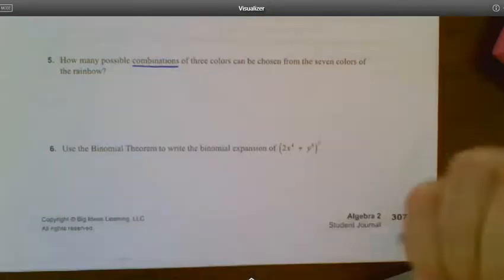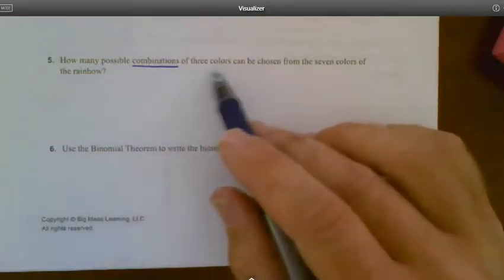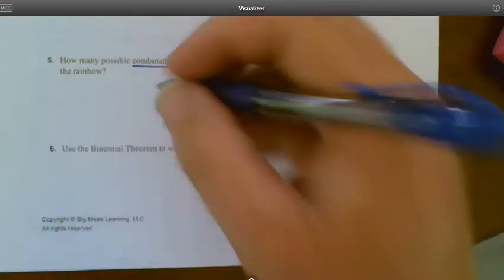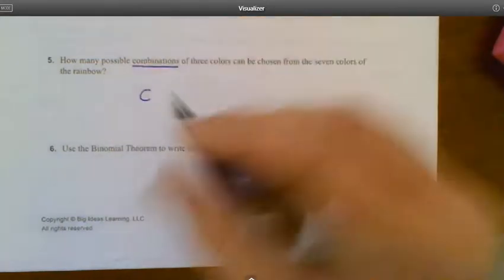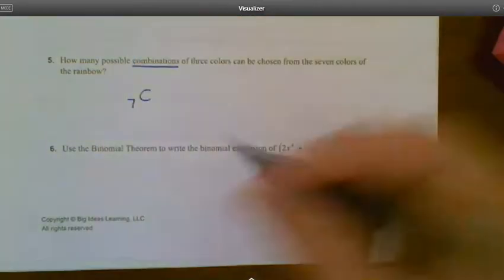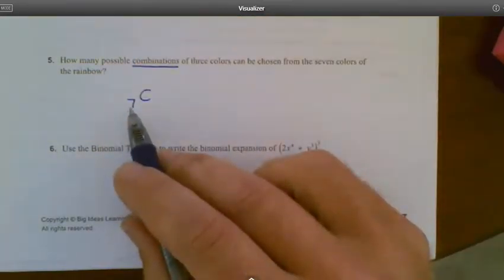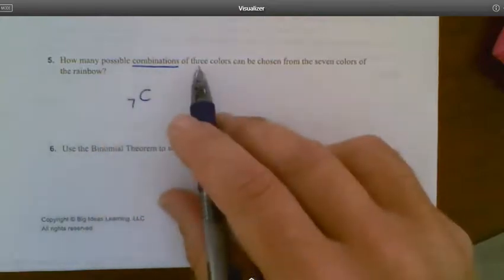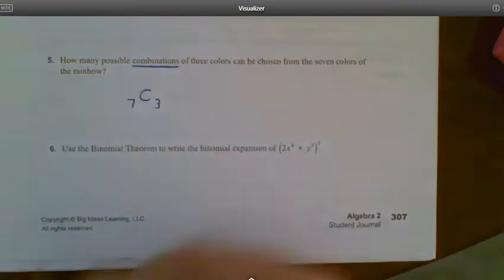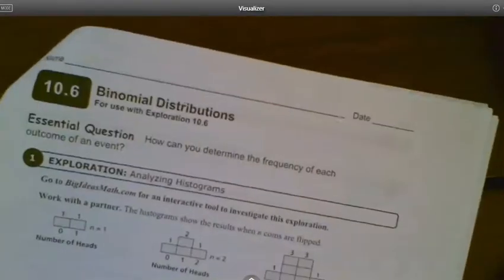So for this one, how many possible combinations of 3 colors can be chosen from the 7 colors of the rainbow? So remember that when you set this up, your total possible has to go first. You got to put the bigger number first. So there's 7 to choose from, and of those 7, we are only going to choose 3 of them. And then you would just put that into your calculator just like I just showed you, and that would be that. So let me flip over to a couple more examples with you.